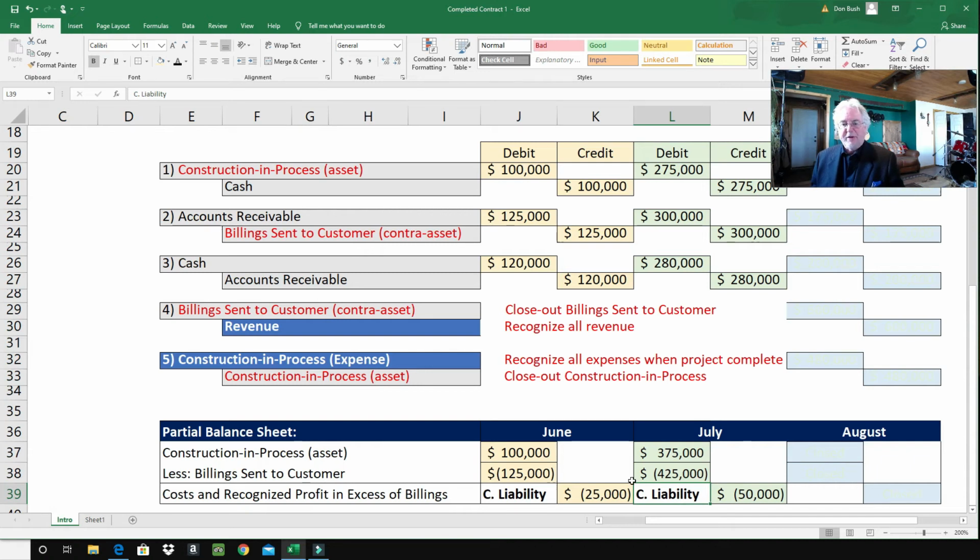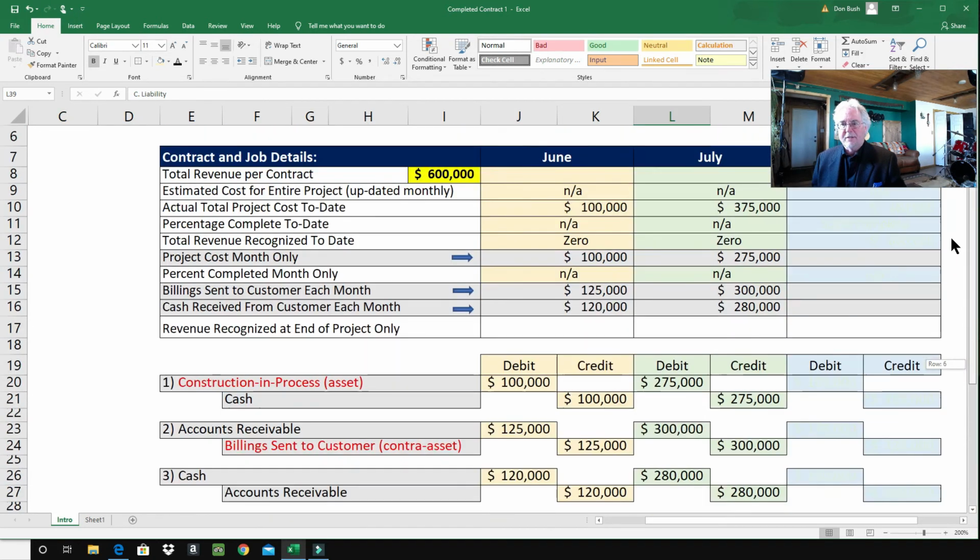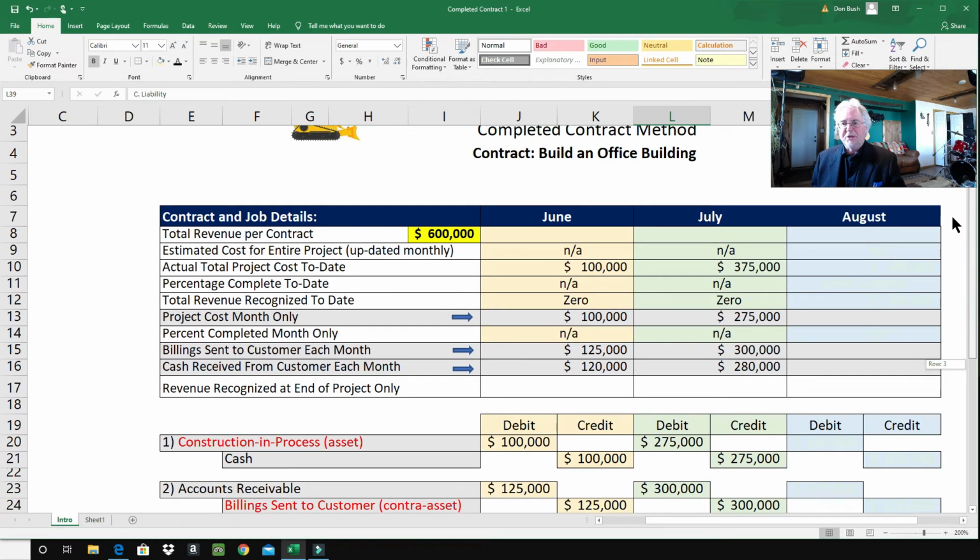So we've, in a sense, overbilled them for the amount of work that we did. So we owe them more work, and we'll get it done too. So it goes in the current liability section of the balance sheet. So coming up here, month of August.